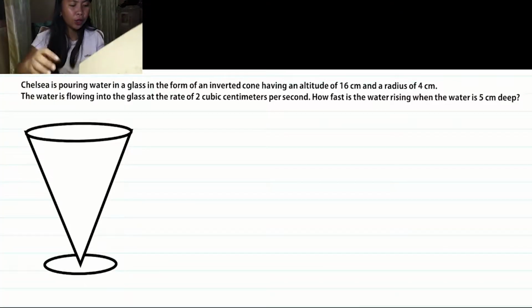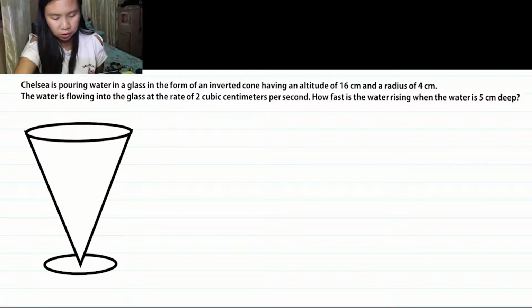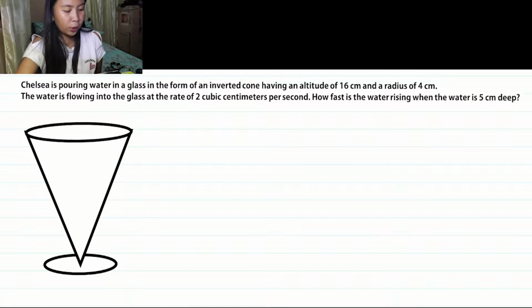So Cams asked us to solve this problem. Chelsea is pouring water in a glass in the form of an inverted cone, having an altitude of 16 centimeters and a radius of 4 centimeters. The water is flowing into the glass at the rate of 2 cubic centimeters per second. How fast is the water rising when the water is 5 centimeters deep?